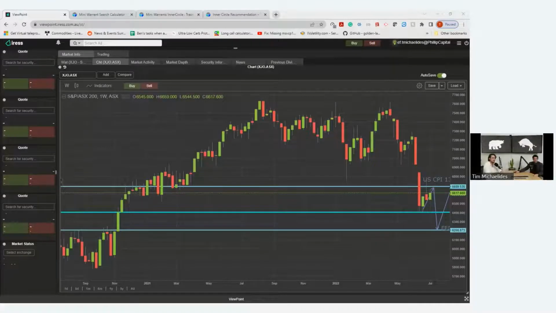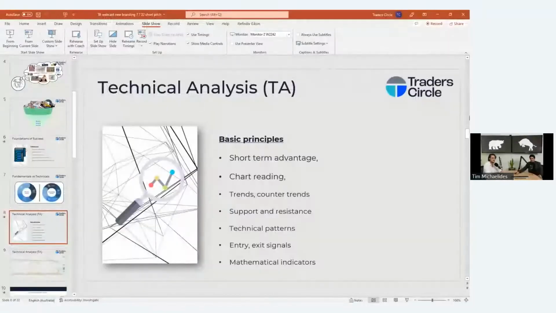So I've got a couple of screens going on here. Yes. That's it. It's down the bottom. Go, found it.